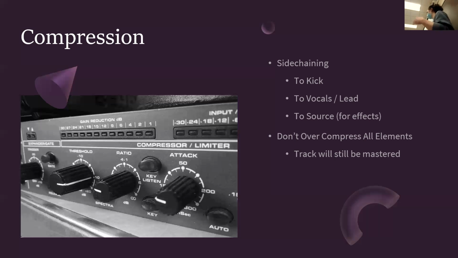You don't want to compress your kick so hard that the transient goes away. You don't want to compress each element to their loudest volume, because your track still needs to be mastered after you mix it. And that's where all the volume is really going to come from. So though you probably should compress a lot of elements individually, don't go too hard with it, because then it will lose all of its dynamic power.